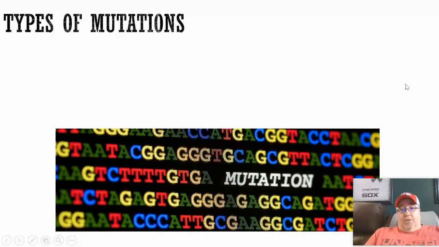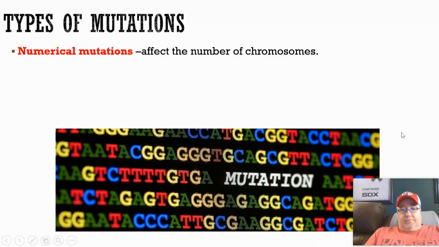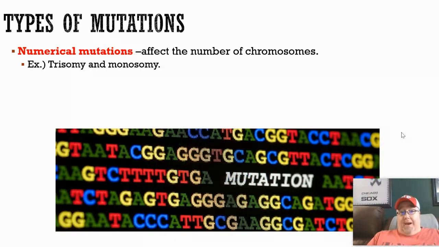All right. Now, there's three different categories of mutations. And this is the one that we've talked about before. We've talked about numerical mutations. These are mutations that affect whether or not you have 46 chromosomes. Some people have an extra chromosome, some people are missing a chromosome. Those are trisomies and monosomies. Those mistakes are made during meiosis.